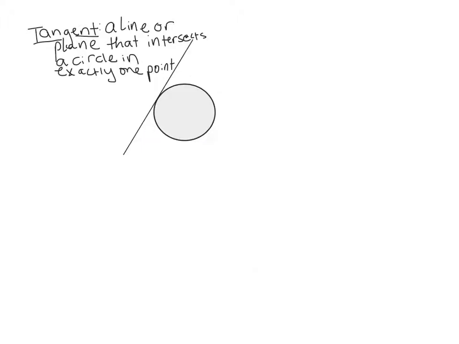Hello everyone, it's Miss Thomas, and today we're going to explore tangent lines. So, a tangent is a line or a plane that intersects a circle in exactly one point.